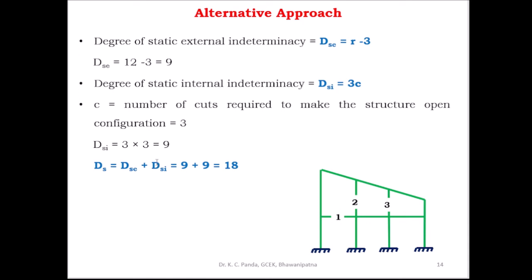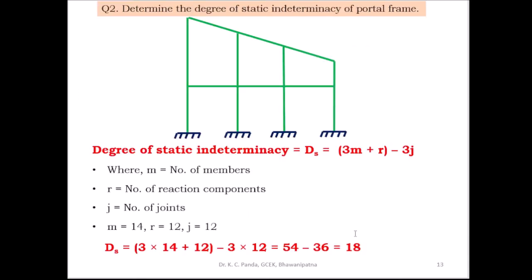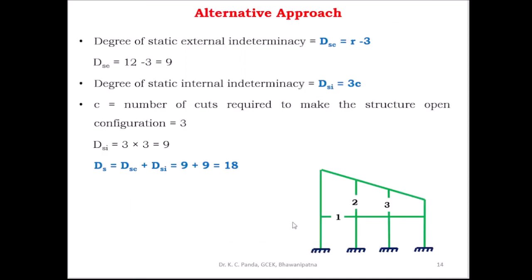So what is the degree of static internal indeterminacy? dsi is equal to 3 into 3, which is equal to 9. So the degree of static external indeterminacy is equal to 9, and the degree of static internal indeterminacy is also equal to 9. So the total degree of static indeterminacy is ds is equal to dsc plus dsi, which is equal to 9 plus 9, which is equal to 18. And here also you got 18 in the first approach.